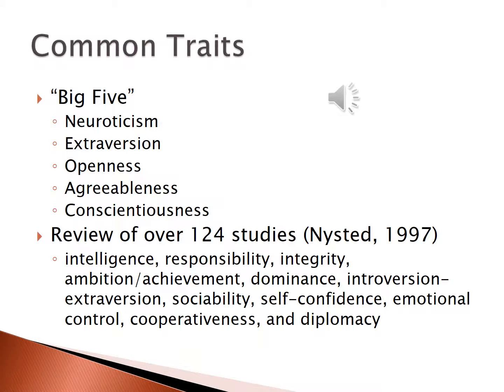This study looked at multiple studies that range from preschoolers to adults, and it looked at about the span of 50 years of research. Some of the most common traits found among these studies were intelligence, responsibility, integrity, ambition and achievement, dominance, introversion, extroversion, sociability, self-confidence, emotional control, cooperativeness, and diplomacy.